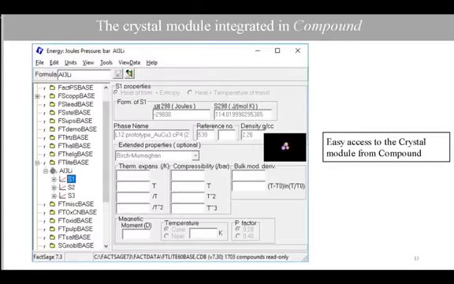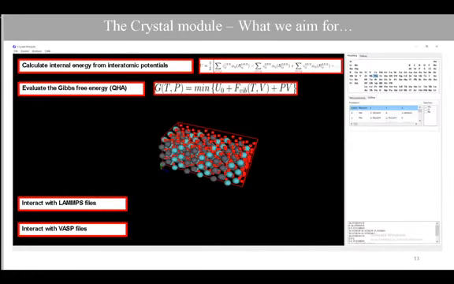The crystal module will also be easily available from the compound module in FactSage, where it will allow the manipulation of crystal structures. Our aim with respect to the crystal module is to go beyond the manipulation of crystal structures. In the future, the new module will be able to calculate the internal energy of crystal structures from interatomic potentials and evaluate the Gibbs free energy with the quasi-harmonic approximation. Moreover, reading and writing of LAMMPS and VASP files will also be supported.